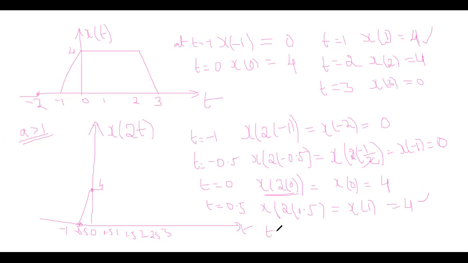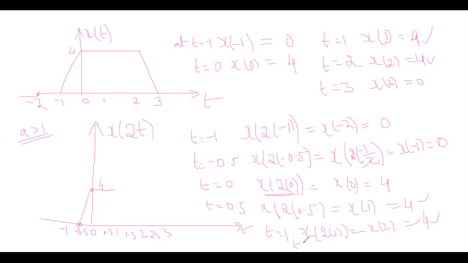And at t is equal to 1, what is the value? 2 into 1 means x of 2. What is the value we got? X of 2 is a 4. Okay, value of 4 and here also the 4. So 0.5 is a 4 and 1 is also 4. So it is constant up to the 1.